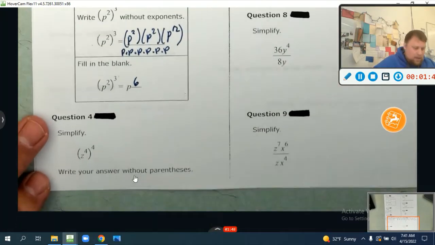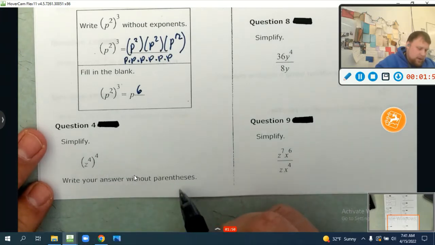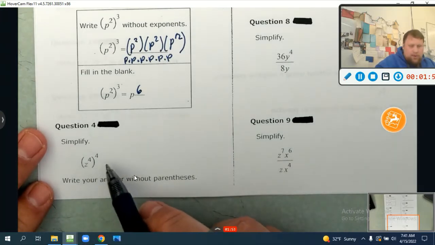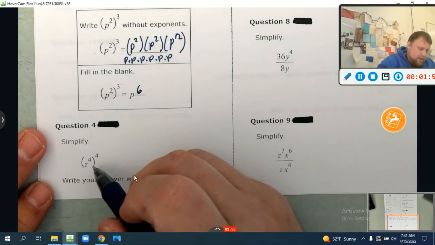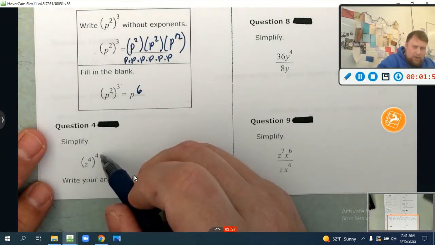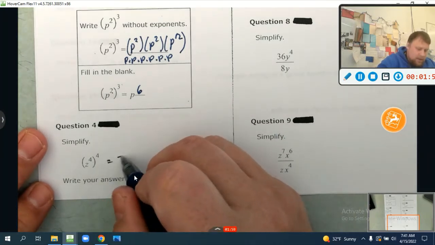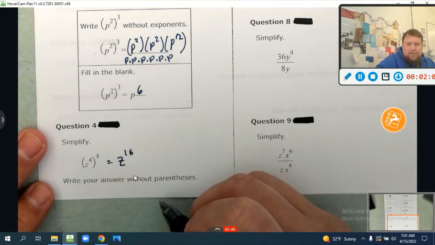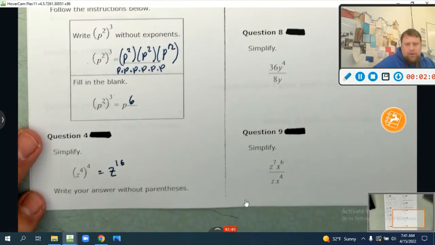Perfect. And then our last one right here, it says write our answer without parentheses. Well, same thing as up there. z to the 4th to the 4th power is 4 times 4 is 16. So this equals z to the 16th. Okay? Yeah, just working through laws.